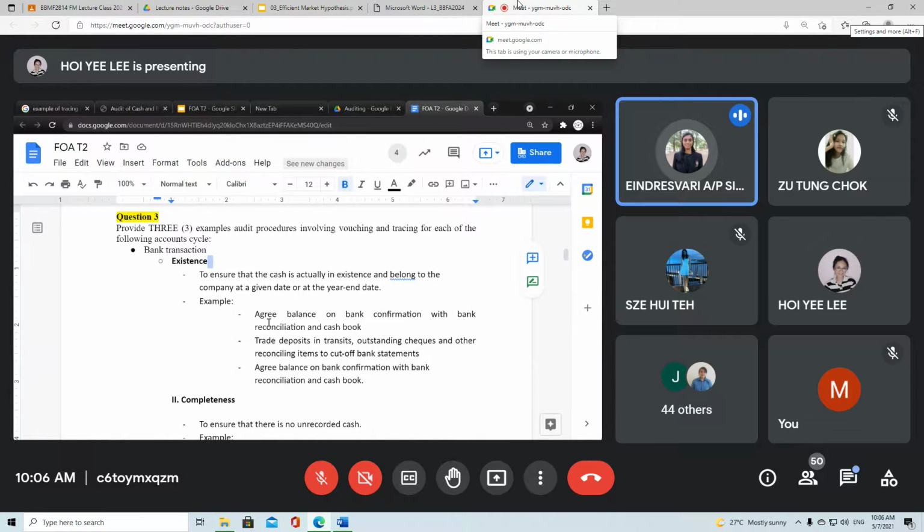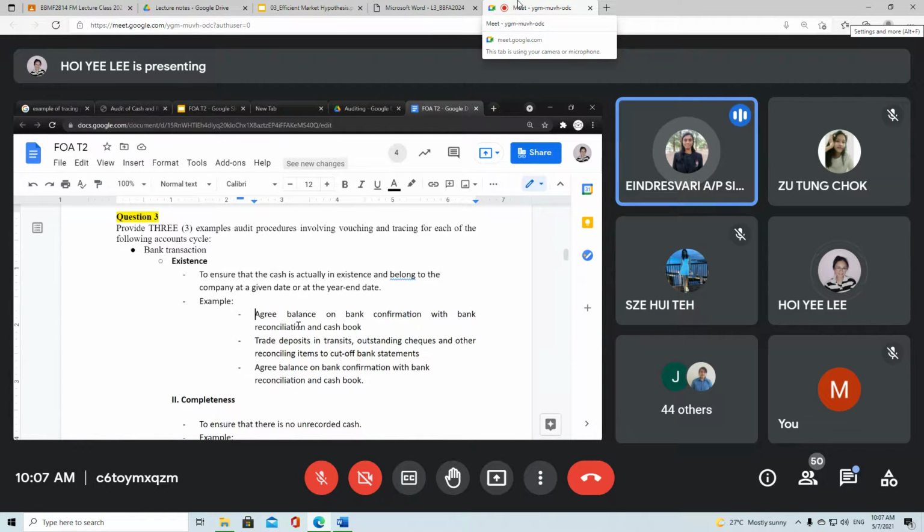So is that vouching or tracing? The first one. You see, you must learn to read the sentence carefully. Provide 3 examples. So you need to provide 3 audit procedures involving vouching and tracing. 3 examples for vouching, 3 examples for tracing for each of the following accounts, which is bank and PPE. So in total, you will have 12 procedures. Can you understand? Because vouching is different, tracing is different.